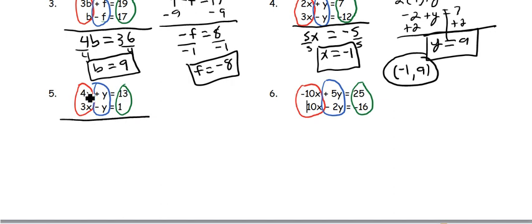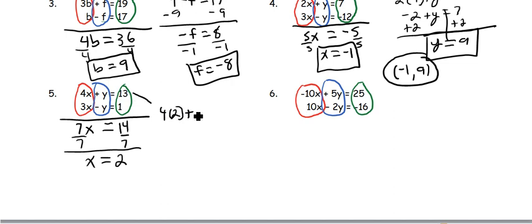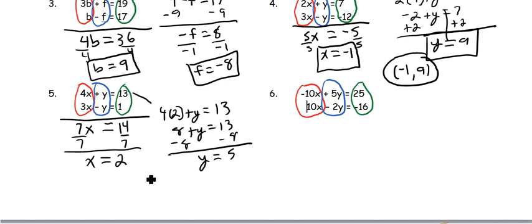All right. Let's do number 5. 4x and 3x, we add them together, you get 7x. These cancel out, equals 14. Divide by the coefficient, x equals 2. So let's go over here. We're going to plug this in. 4 times 2 plus y equals 13. 8 plus y equals 13. Subtract 8, subtract 8. Y equals 5. So our answer will be, this is x and y, 2, 5.